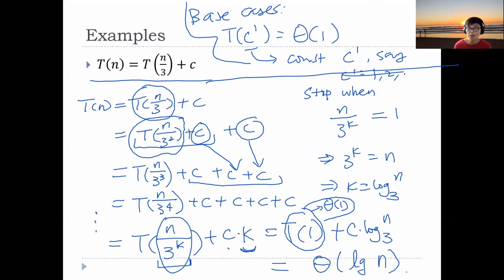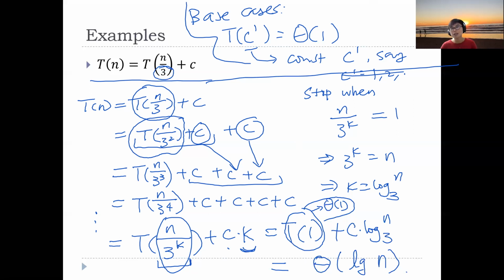Okay, so even though the recurrence looks different, for the binary search case we have divide over 2, and now we have divide over 3, the final asymptotic time complexity remains log n. In fact, this is not too surprising.